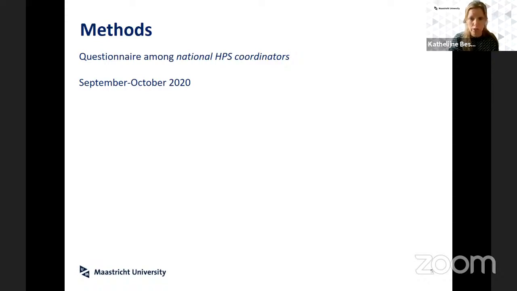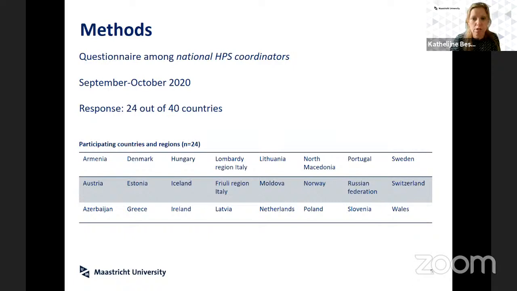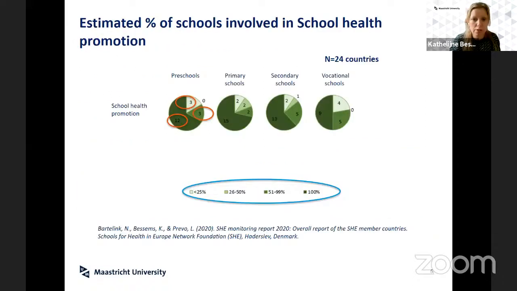It's good to keep in mind when you interpret my findings that these do not reflect the interpretation from the schools itself, but the interpretations from the national coordinators. Of course, they did use a lot of national data to support this if these were available. We had 24 out of 40 countries participating in the study. Here you can see the diversity of countries that participated, from, for example, Azerbaijan to Wales to Sweden and Italy. So it's quite a diverse group that participated.